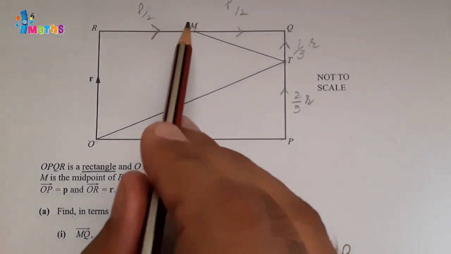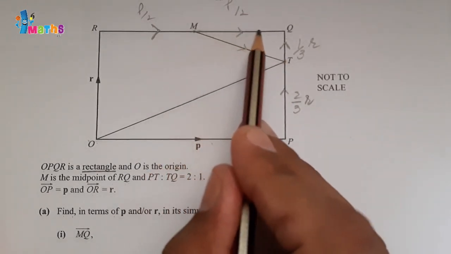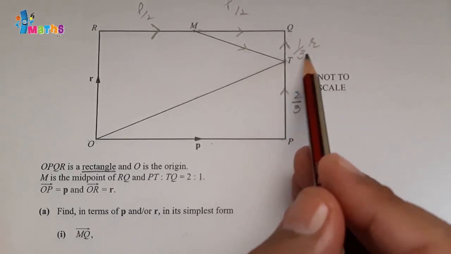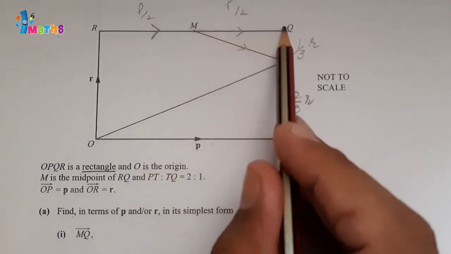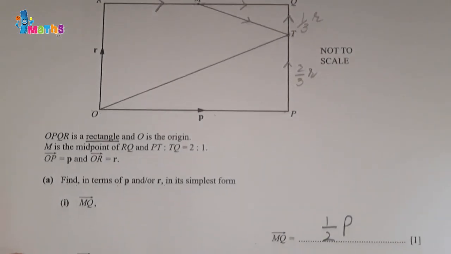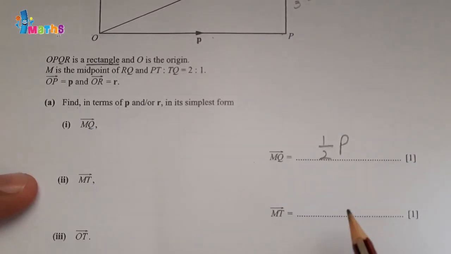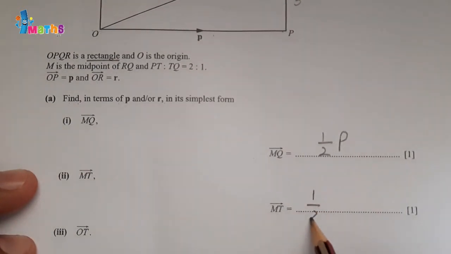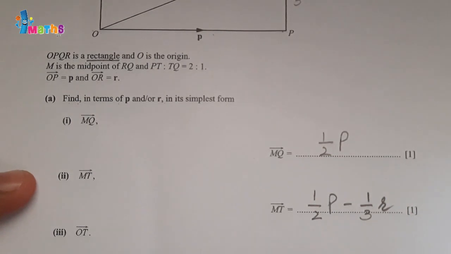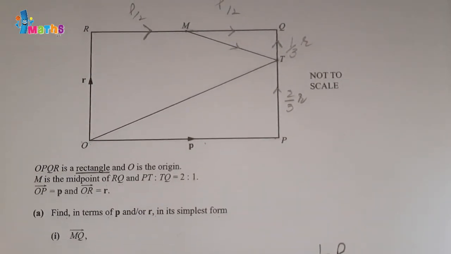Now we have to find MT. MT will be having this direction. So MT will be this, which is half P, plus this direction we have to change, so minus 1 by 3. So it will be half P minus 1 by 3. Why minus 1 by 3? Because we are changing the direction. So we will write answer as half P minus 1 by 3 R. So this will be our second part. Third part, we have to find OT. To find OT, we have to again go to the drawing.